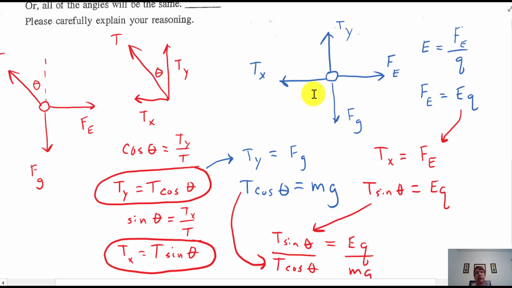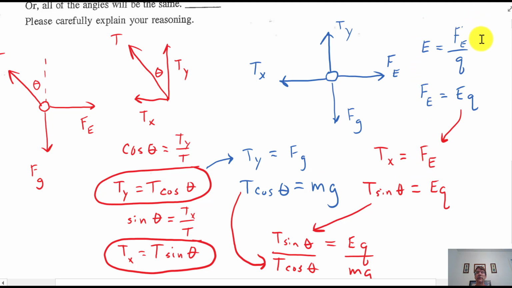The blue diagram is probably the more important one as far as getting an idea of how to balance this out. We have static equilibrium. So I got rid of T, replacing the T force with its two components, which are equivalent to the tension force. This is in static equilibrium, therefore the up force, T sub y, equals the down force, the force of gravity. So I put that in blue right here. And then left and right, same thing, T sub x equals the electric force to the right.